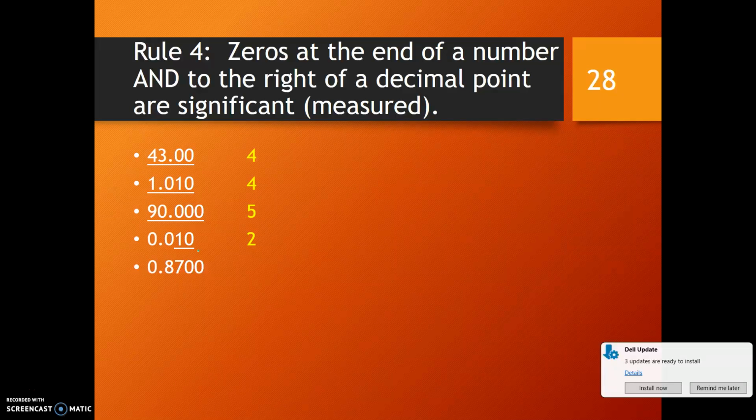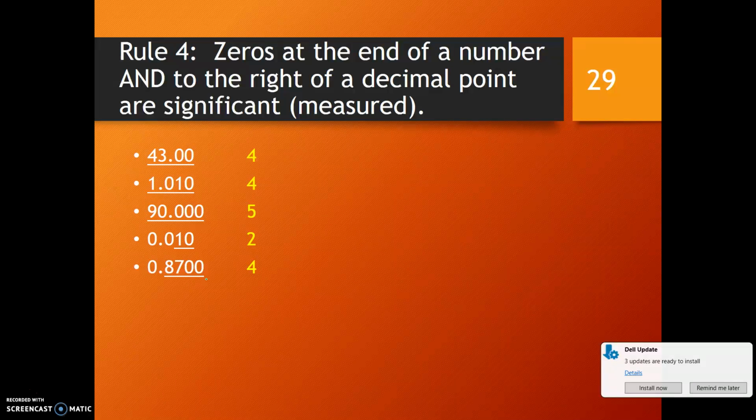And finally, in the last number here, this first 0 before the non-zero numbers is considered significant. The 8, the 7, the 0, and the 0 are all significant, so that one would have 4 sig figs, or 4 measured numbers. All right, hold on, we're getting close to being done here.